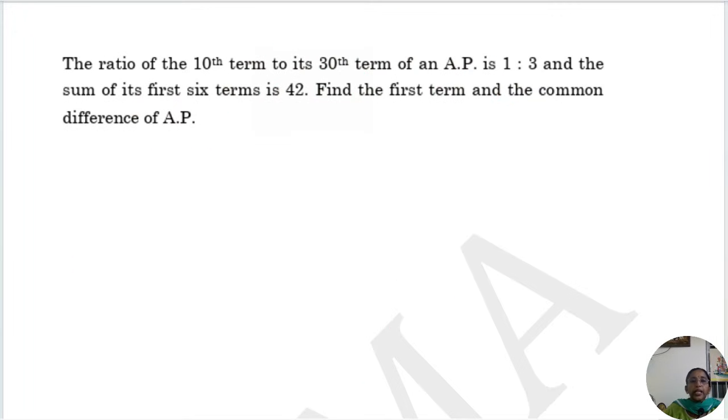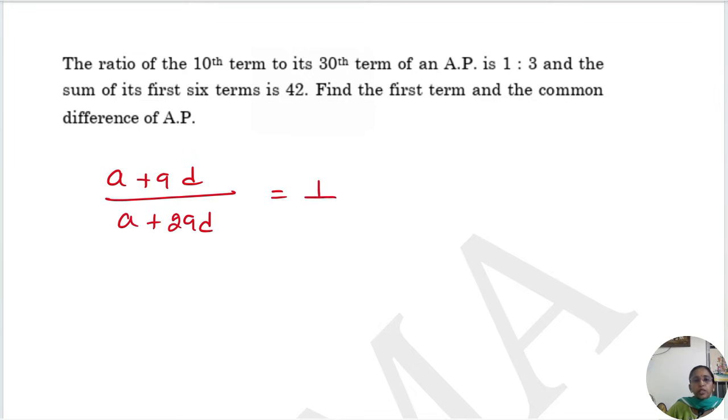The ratio of the 10th term to the 30th term of an AP is 1:3, and the sum of its first 6 terms is 42. Find the first term and the common difference of the AP. So the ratio of the 10th term, a plus 9d, to the 30th term, a plus 29d, is equal to 1/3. So this is our given data.